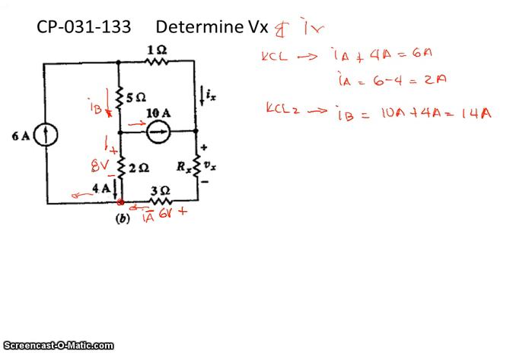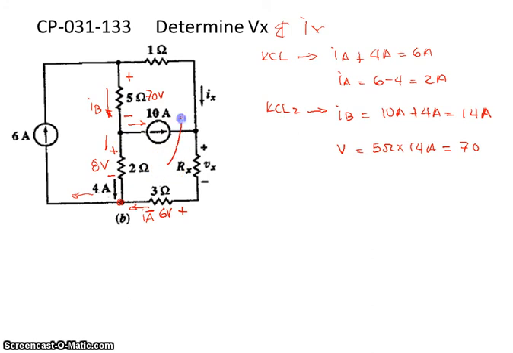Now again, I will apply passive sign convention, and I know that if this current is coming this way, then I will put a positive sign right here, negative sign over there, and now the voltage here will be equal to 5 ohms times 14 amps, and that's going to be equal to 70 volts across this 5 ohm resistor. Okay, I have this value, this value, this value.